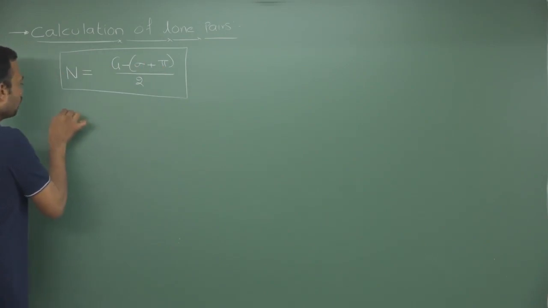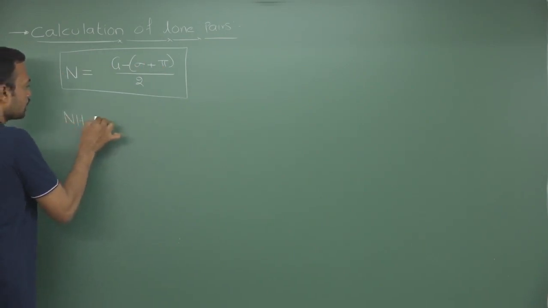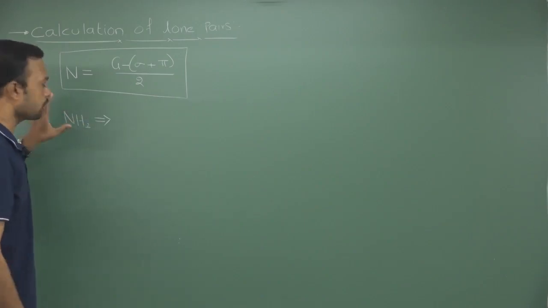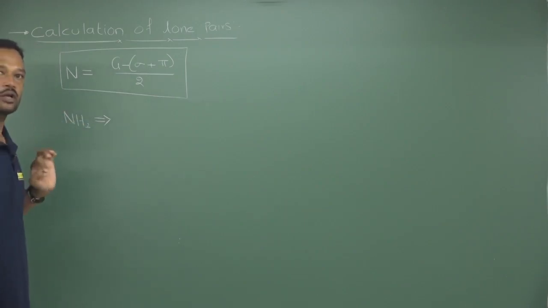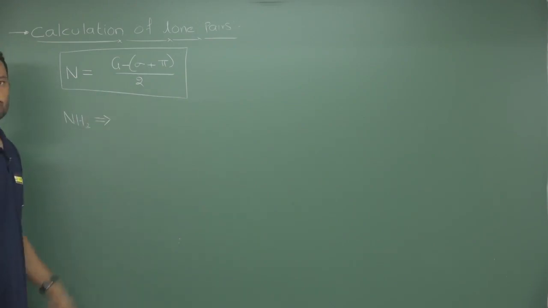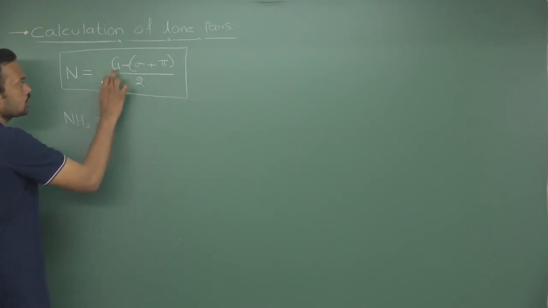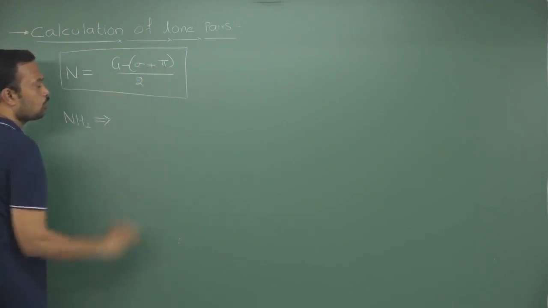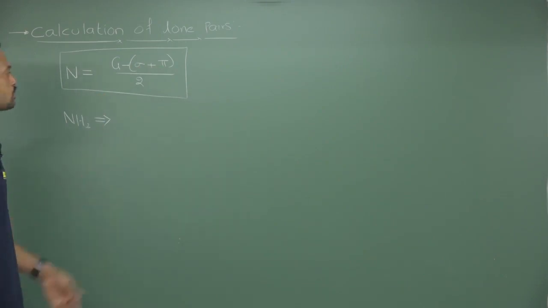Here I would like to take an example. First you check whether it is a neutral molecule or not. Ammonia is a perfect neutral molecule having trivalency. We know very well ammonia carries one lone pair of electrons. That can be confirmed based on this formula. Here, G is the group number. For the central atom, how many sigma bonds are present? How many pi bonds are present? Based on that we can calculate.